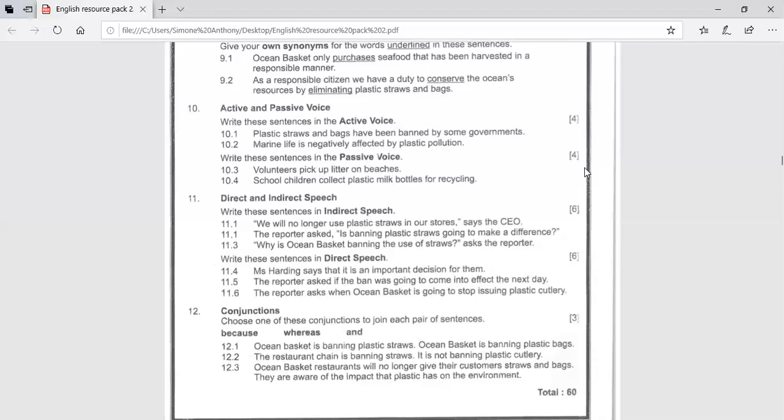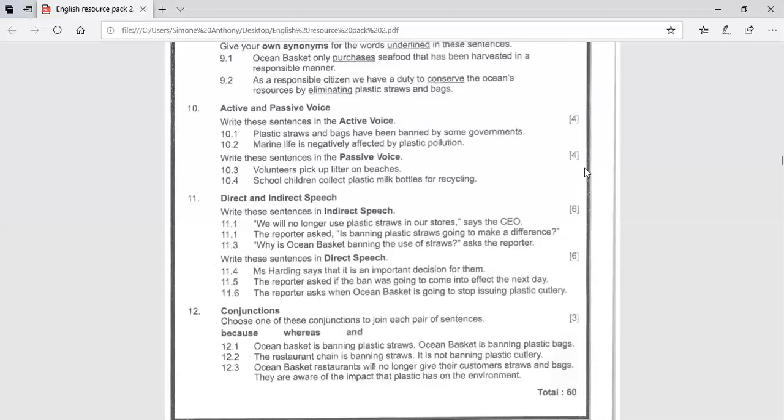If you look at direct speech, these are the exact words that a person has said. So if you look at 11.4, Ms. Harding says that it is an important decision for them. So you could change that by saying Ms. Harding says, comma, open inverted commas, it is an important decision for us. Full stop, close inverted commas.